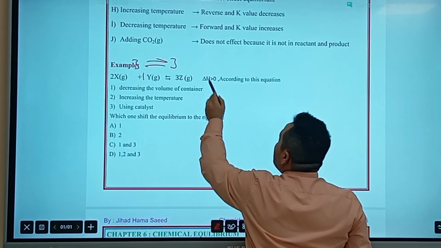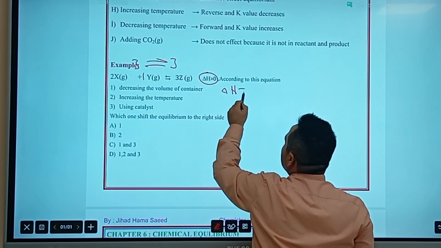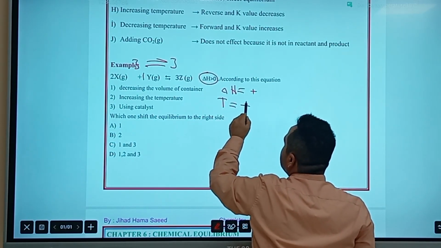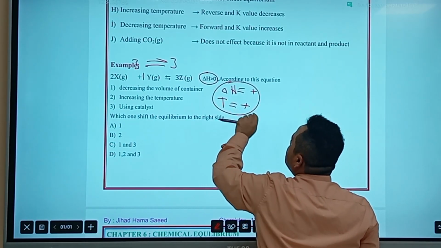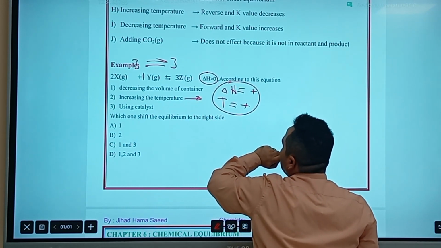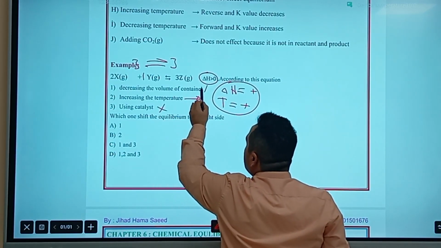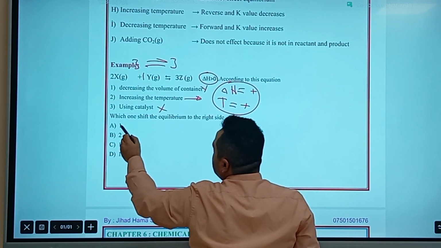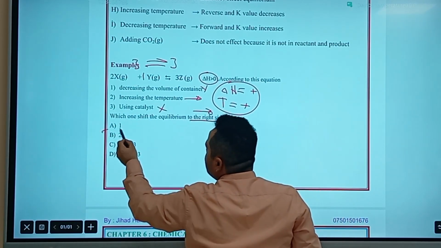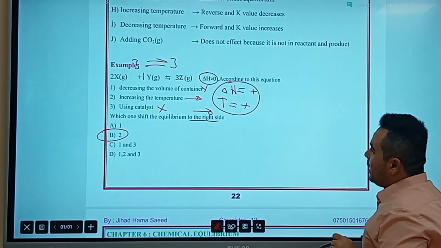Increasing the temperature. Here delta H is higher than 0, that means delta H is positive. Positive delta H and increasing temperature, that means T positive, so this shifts in the forward direction. In this case, forward is favored and K increases. Using a catalyst does not shift, so which one shifts to the right, which is forward? Only B is the correct answer, which shifts toward the right side.